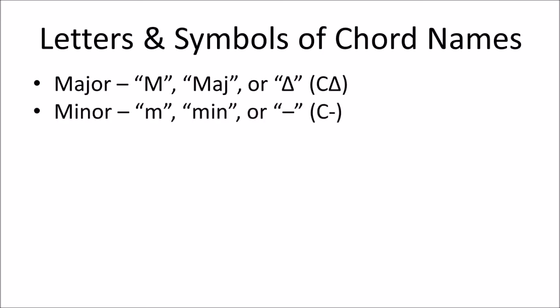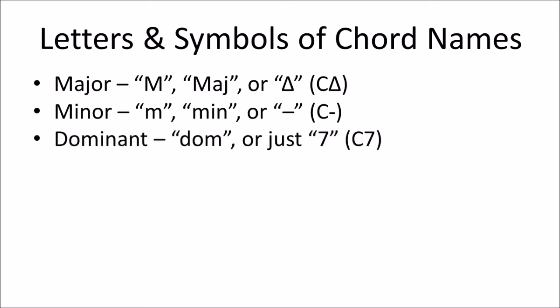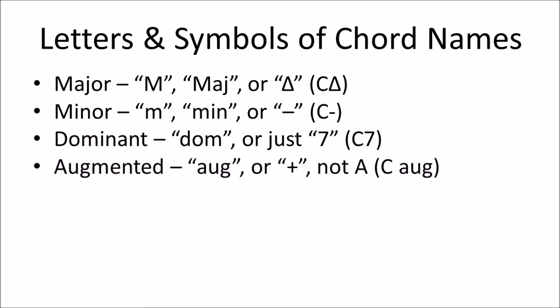Minor chords will usually have lowercase letters, such as a lowercase m or the letters MIN. And the symbol for minor chords is just a minus sign. And as I've mentioned, dominant chords usually just list the root note, then the highest interval played, such as C7, but sometimes you'll see the letters DOM as the quality, but it's rare. An augmented chord will usually be listed with the letters AUG.